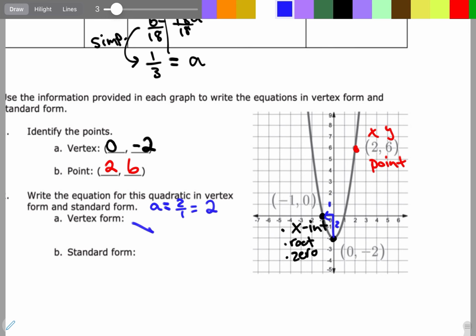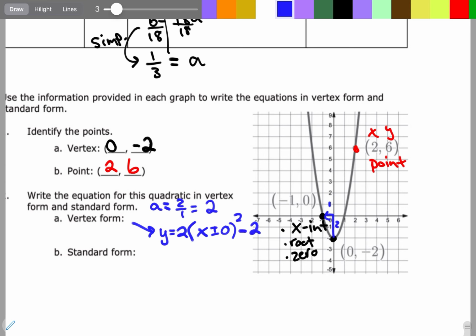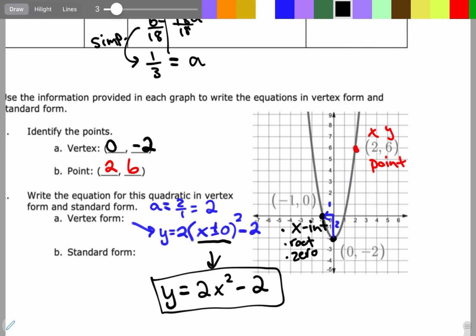So for vertex form, y equals 2 x plus or minus 0. Remember, we got to take the opposite of this value, put it here. There's no opposite for 0. And then we take the -2, put it on the back end. Okay? And in the math world, this is tacky. You can't write this. So they would change it to y equals 2x squared minus 2, which just so happens to be standard form. That's how it works. So there's your 2 answers.